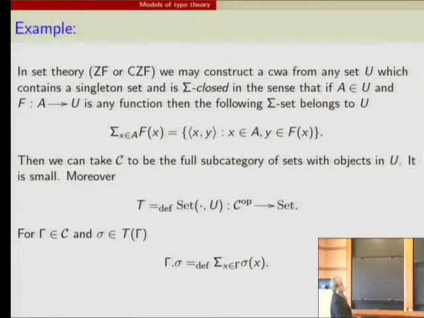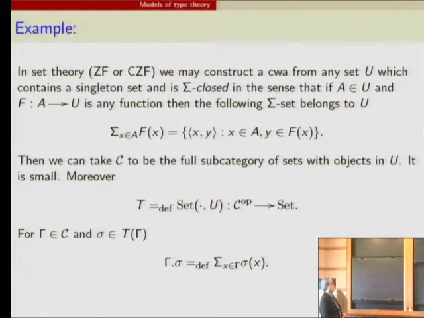So if you have any set in U, and you have any function from the set into U, then this sigma set belongs to U here. So there are axioms like this that guarantee that such sets exist in constructive set theory, and of course in ZF. And we can then take the category here to be the full subcategory of those sets with objects in this small universe. And then the families will be given by this.